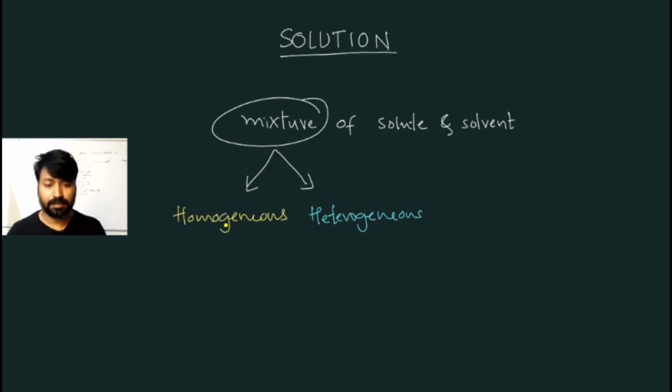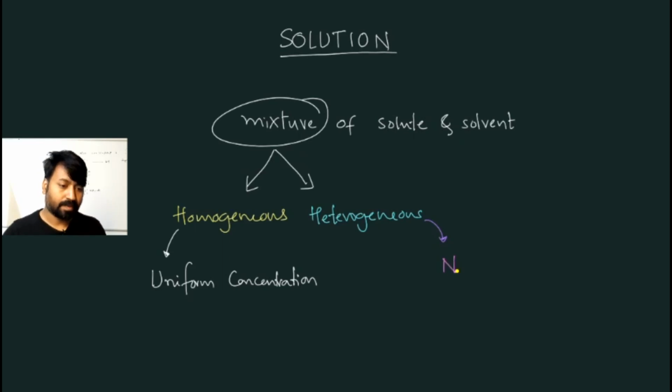The meaning is very simple. In a homogeneous mixture, the concentration is the same throughout the solution, right? So you can say there is uniform concentration. Whereas when you talk about the heterogeneous mixture, the concentration is not uniform, so it is called non-uniform concentration.